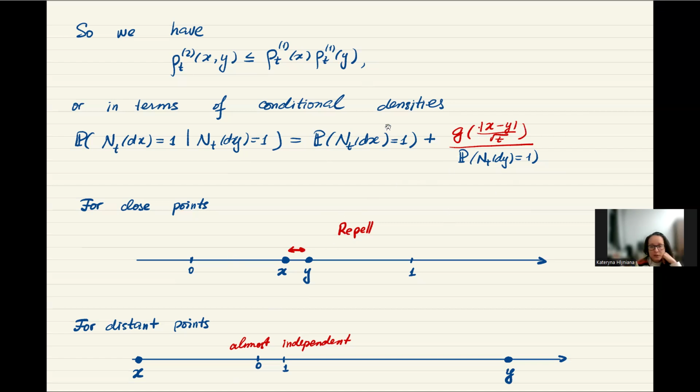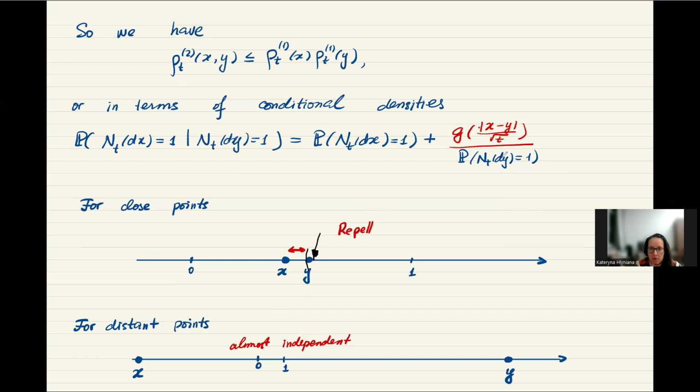So what can we say from this formula? Since it's negative, if I know that I have one point observed here, then the conditional probability to find one point in a neighborhood of a close point X is smaller than if I don't observe a point at Y. So for close points, where X and Y are close to zero, I recall that at zero G is negative. So for close points, they tend not to be close to one another. They somehow repel one another. So it's quite rare to see close points in our system.